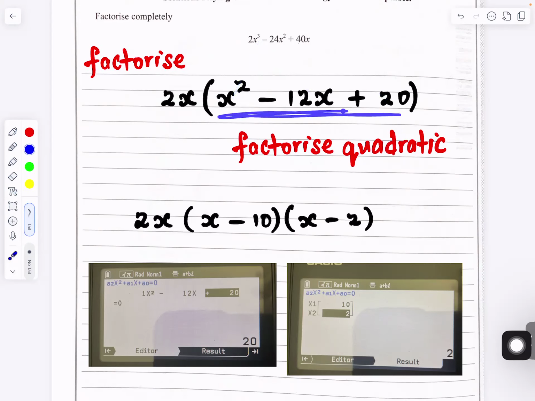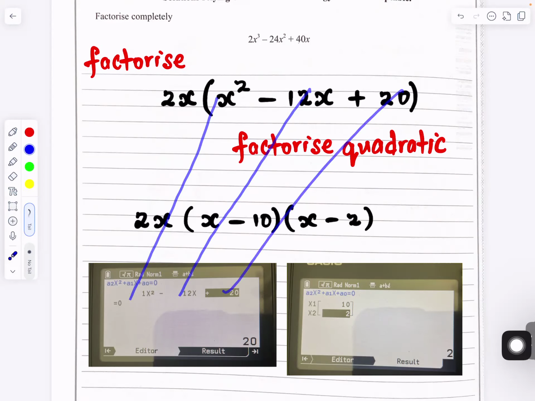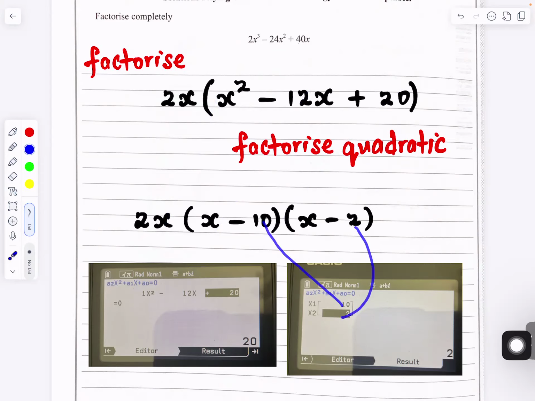We need to factorize this bracket, the quadratic. And you can use your calculator. You can see below there, the number in front of x squared is 1, then minus 12, and then 20. Put that in the calculator, you get x equals 10 and x equals 2. So the three things there, that's how you factorize it.